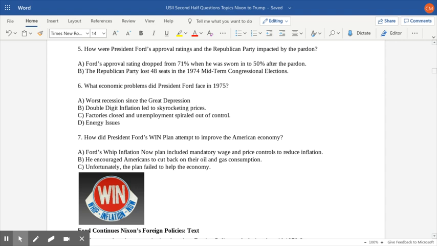Unfortunately, this plan, the WIN plan, was kind of a loser for Ford, not necessarily a win in terms of the economy or the support for his presidency.